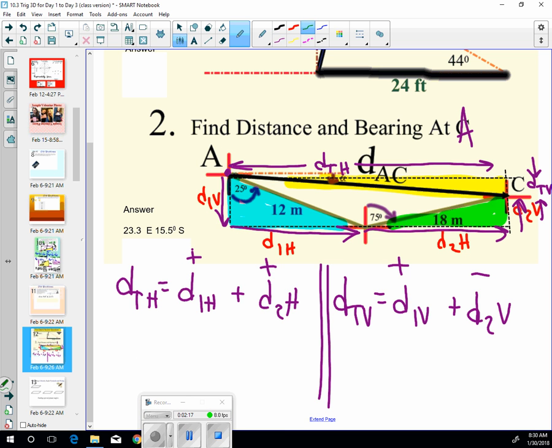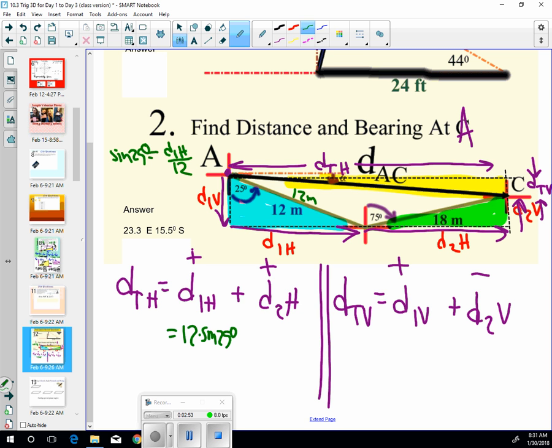Okay, so now what we do for the horizontal, this is 25 degrees. So this is opposite, and this is, uh-oh, did I give a distance here? Yeah, this is 12 meters. So what is opposite over hypotenuse? Sine of 25 is opposite d1h over hypotenuse, which is 12. So d1h will be 12 times the sine of 25.